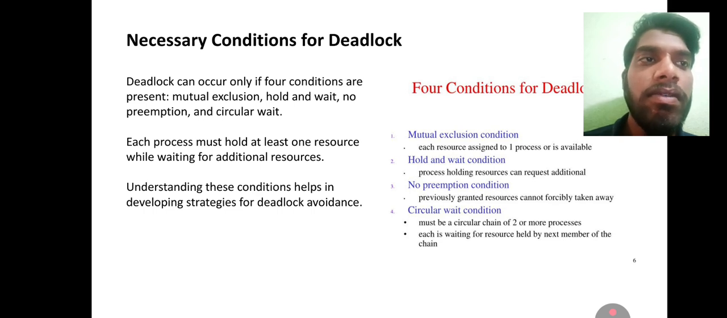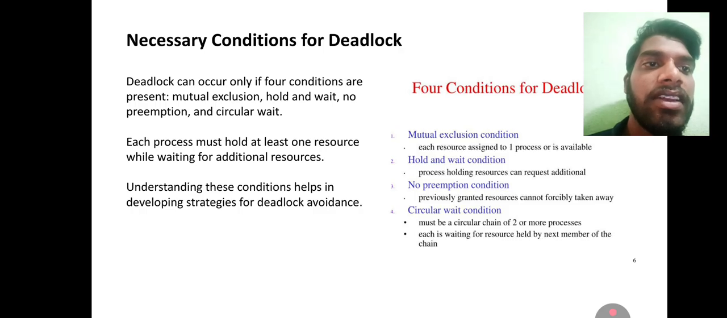Four conditions for deadlock. Mutual exclusion condition: each resource is assigned to one process or is available. Hold and wait condition: a process holding resources can request additional ones. No preemption condition: previously granted resources cannot be forcibly taken away.